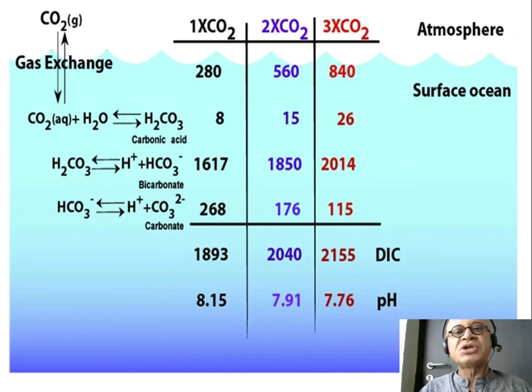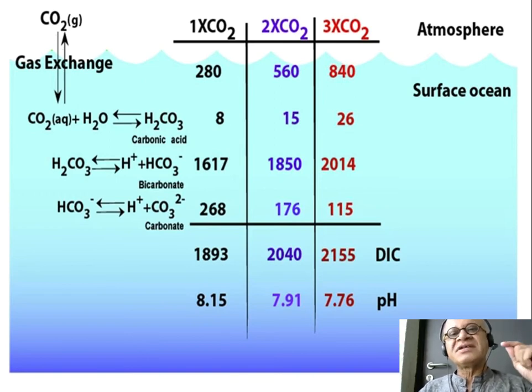This shows how acidification comes about. So here we have, let's say, one CO2, let's say it's the current concentration of 415, or we start with 280 pre-industrial. So the partition of different parts of the CO2 cycle: H2CO3 would be 8, HCO3 minus is 16, 17, so the units are obviously not the same. Bicarbonate, this is carbonate, is 268, so that adds up to 1893 of the dissolved inorganic carbon. It's referred to as DIC, and the pH is at 8.15.